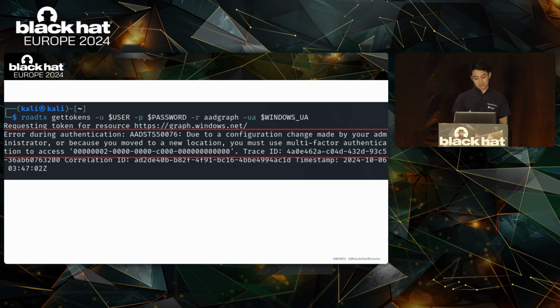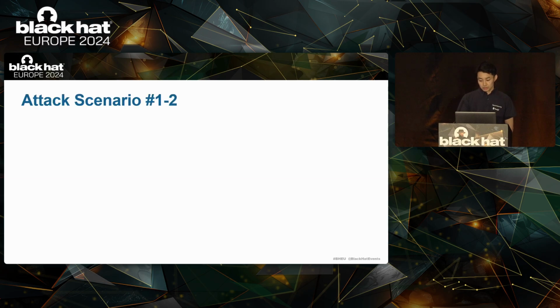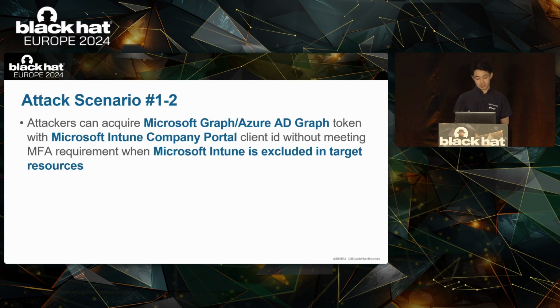Of course, access to Azure AD Graph with just email and password is blocked since, as we have seen, the Azure AD Graph is not excluded from the MFA requirement policy. However, with the Intune application ID, the token is acquired without MFA. So what this means is that attackers can access Graph API using the Intune application ID without MFA when Microsoft Intune is excluded in target resources.